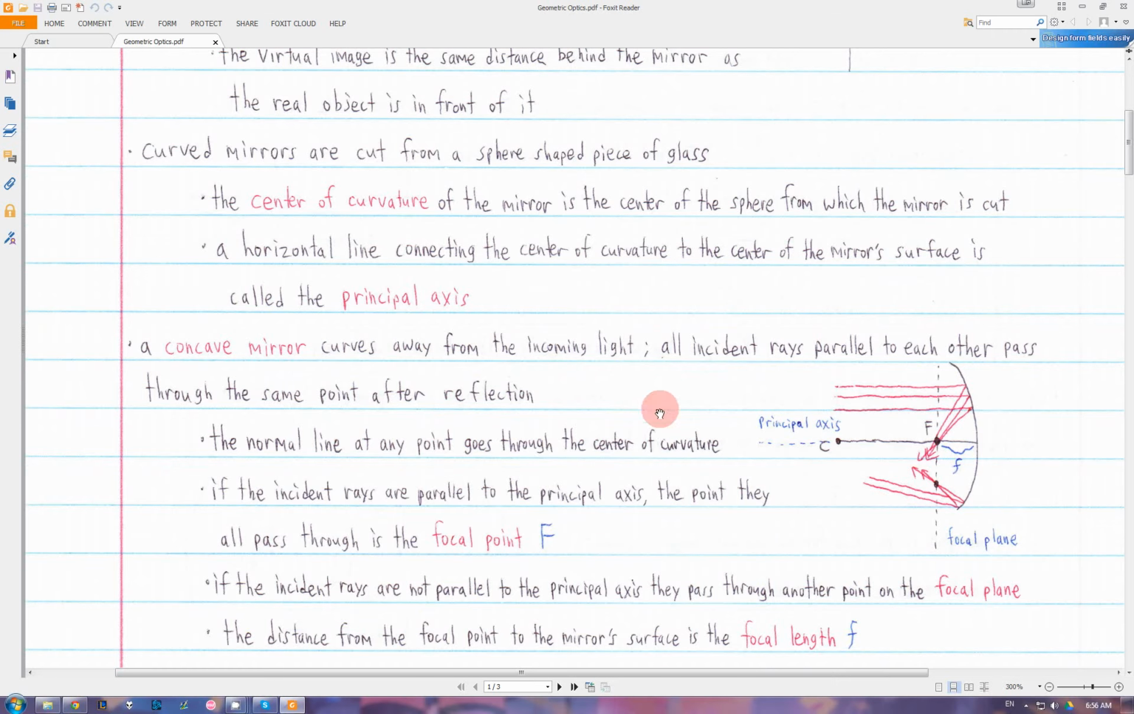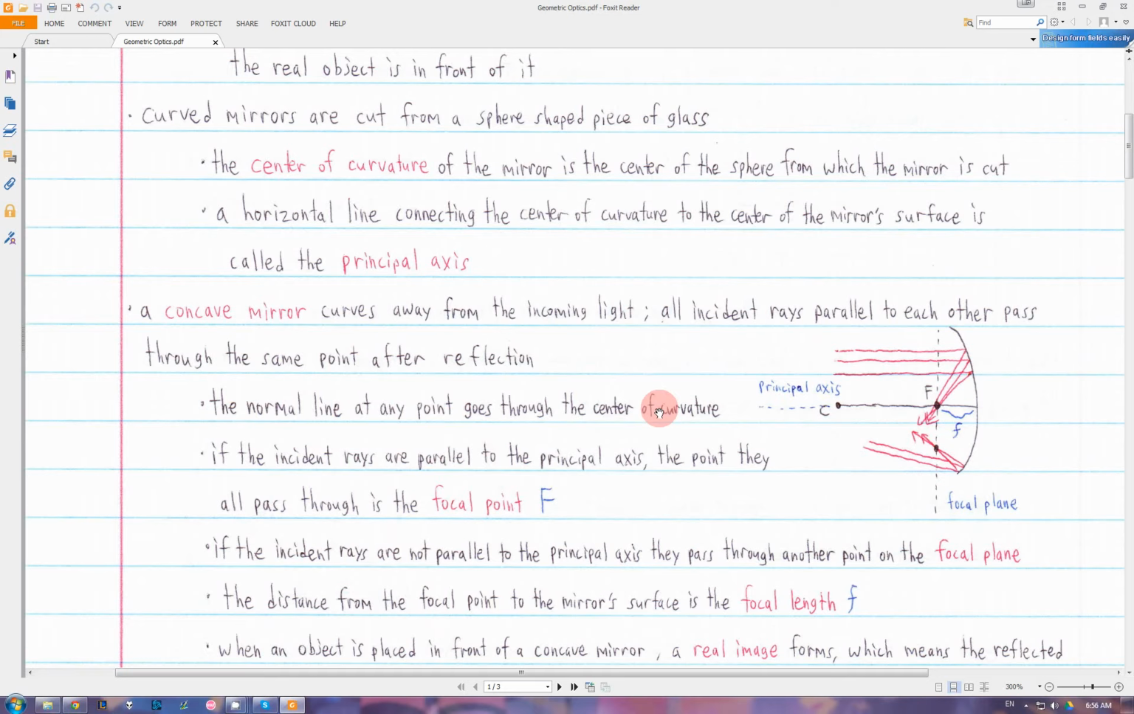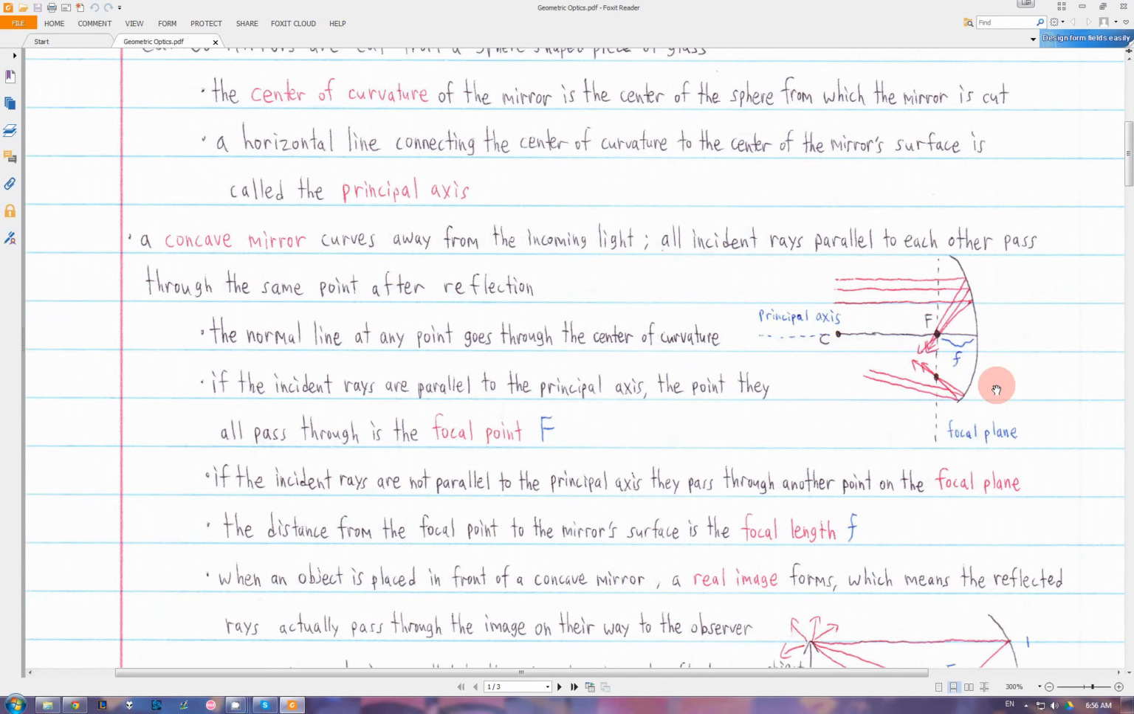So the first type of mirror we have is a concave mirror. Now these guys curve away from the incoming light. So in a concave mirror, all the incoming or incident light rays, which are parallel to this axis, they're all going to pass through the same point along the principal axis after they're reflected. So all these light rays are converging at this point, which is called the focal point.